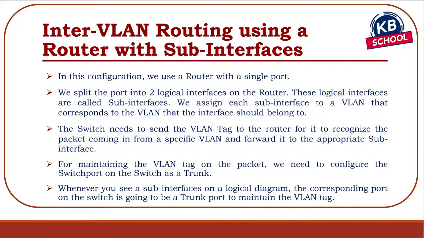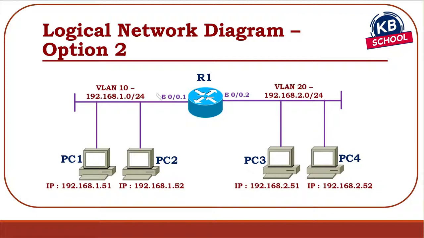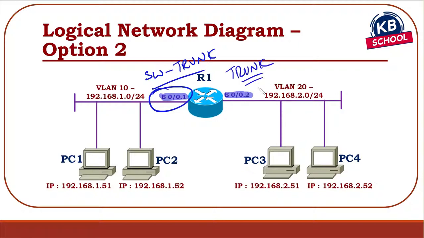So what I'm saying over here is, let me show you a logical diagram for this, which will eventually happen. If you see a logical diagram like that, and you see that over here, it's E0/0.1, E0/0.2. So wherever this E0/0 interface is, that interface on the switch will be a trunk. So anytime you see a sub interface on a router, the corresponding switch port has to be a trunk, so that it can send you the frame with the VLAN tag intact, so I can segregate the traffic. So don't forget that.